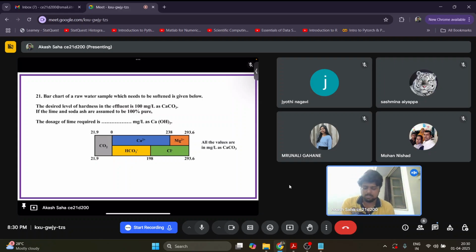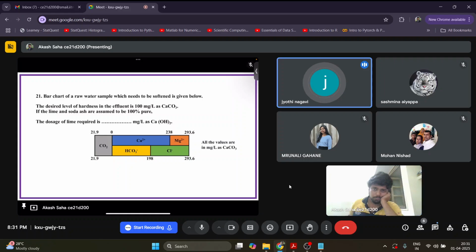Now you tell me, what is the desired level of hardness given? It is 100 milligram per liter as CaCO3. It is the desired, and we know the total hardness. So how much hardness do I have to remove? 193.6. So 193.6 I have to remove, because total is 293.6 and the effluent should have only 100. So in total I have to remove 193.6.